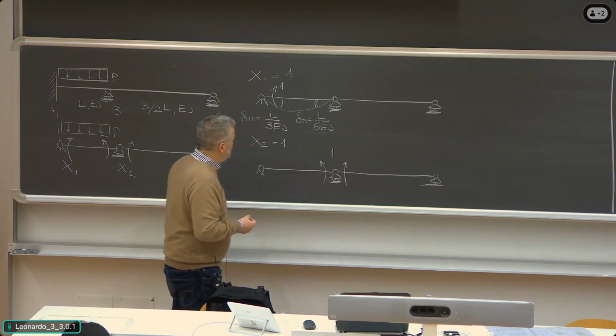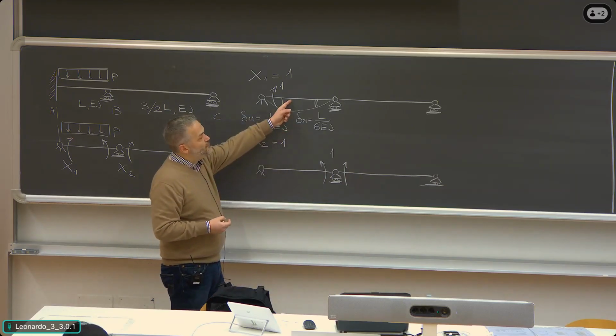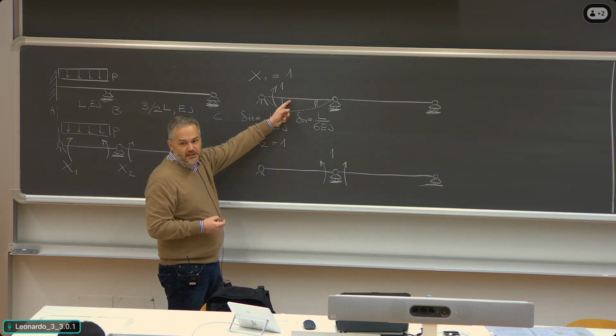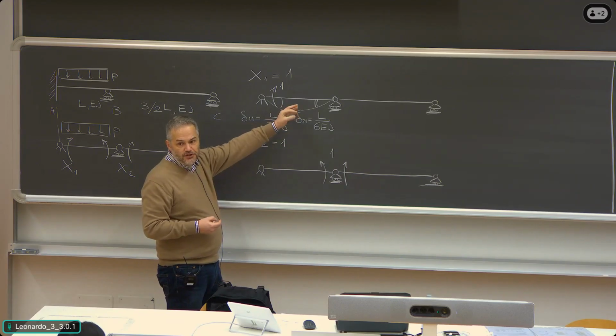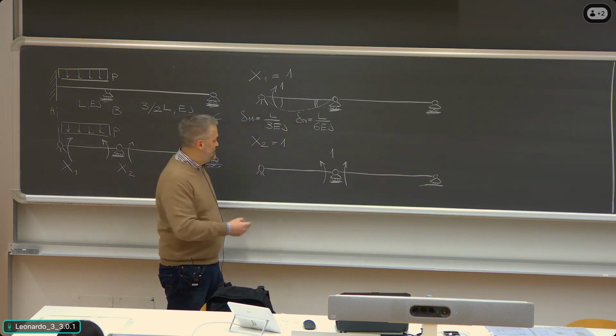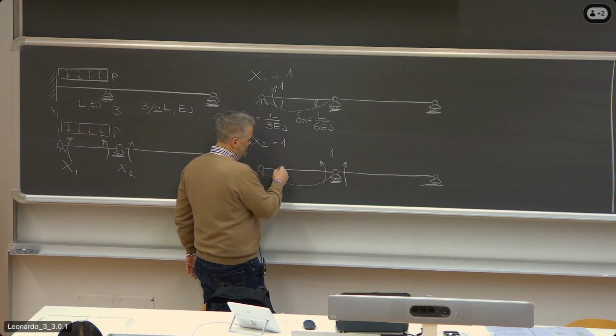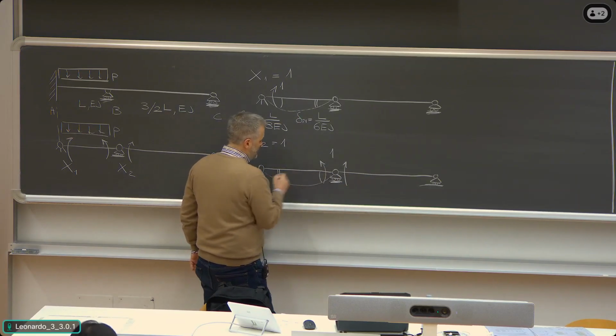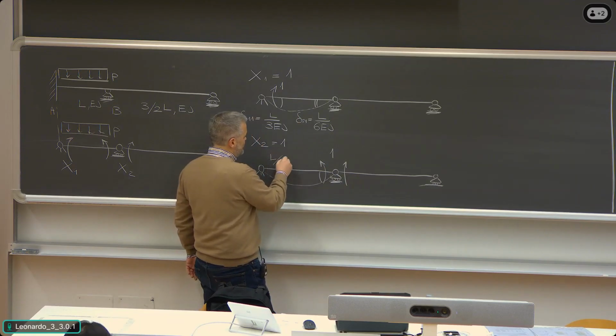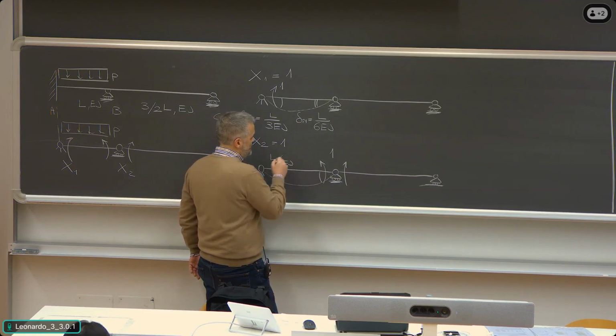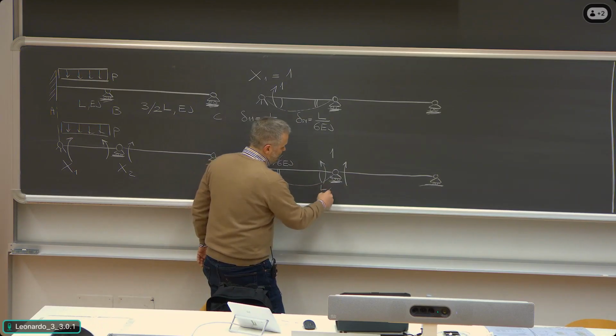Okay? So the situation on the first span is the same as in the previous case, only the two rotations are in the opposite position, which means 2 here and 1 here. So this would be L divided by 6EJ, and this would be L divided by 3EJ.